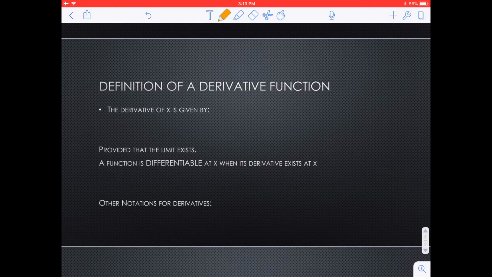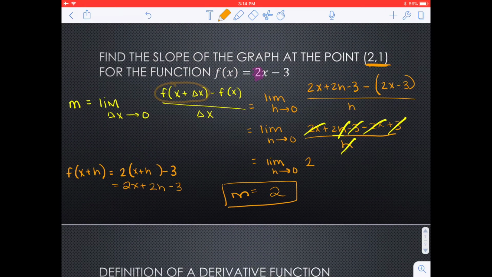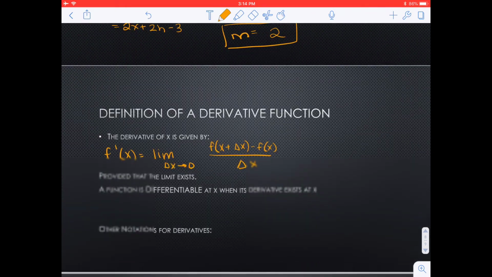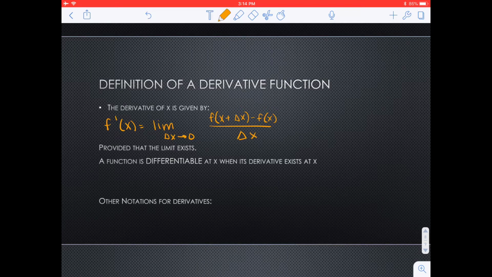All right, so moving on to the definition of a derivative function. So the derivative of x is given by f prime of x is equal to the limit as delta x approaches 0 of f of x plus delta x minus f of x all over delta x, provided that the limit exists. Now, this should look familiar to you. It's exactly what we had up here a second ago, right? When I had my definition, the limit as delta x approaches 0 of my difference quotient. That's the same thing I have here. So now you're seeing a relationship between slope and derivative. They're the exact same thing.